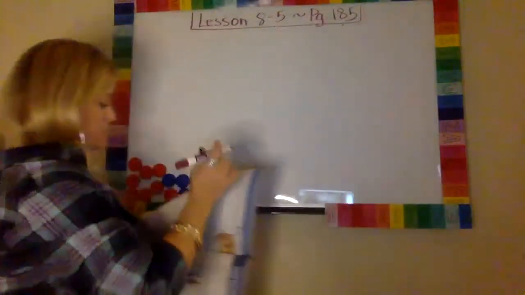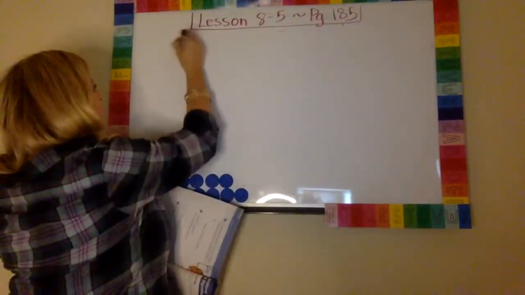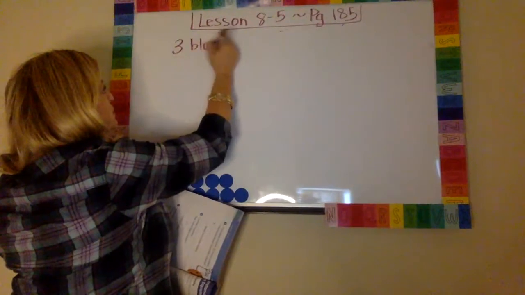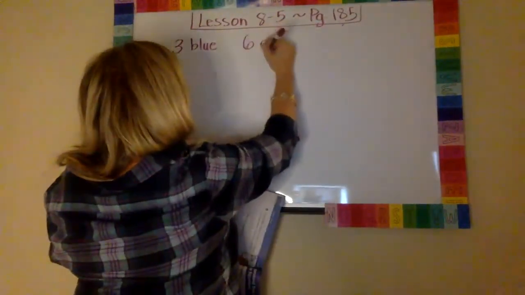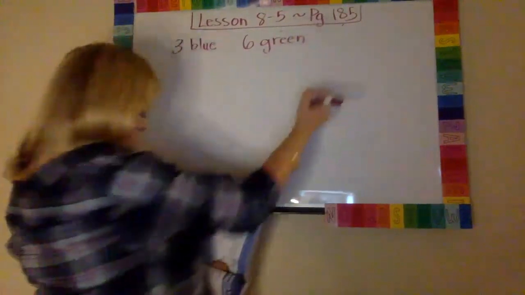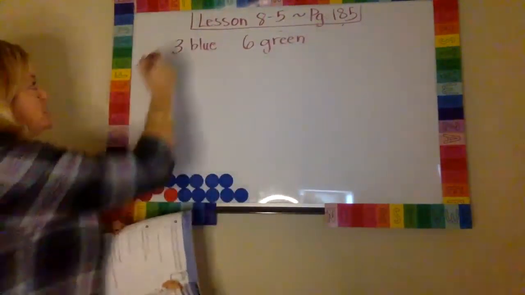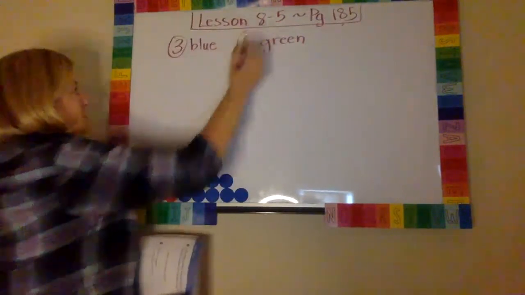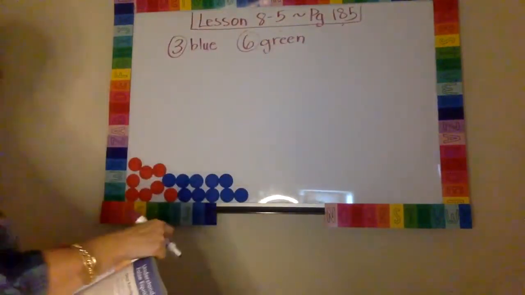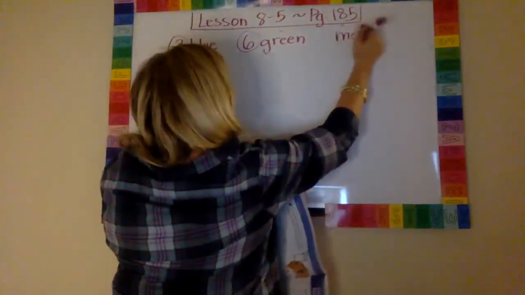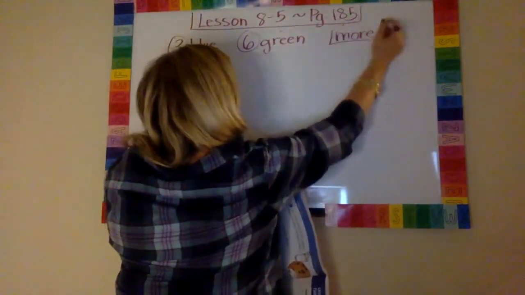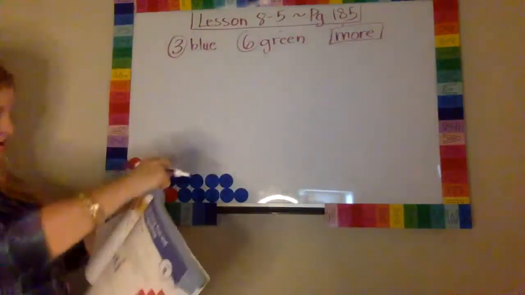Maya has 3 blue beads. 3 blue. She has 6 green beads. So if you were to do this, you would circle 3, you would circle 6. Those are the numbers and the things that matter. How many more green beads does she have? So more. Put a box around it, that's what we're looking for.